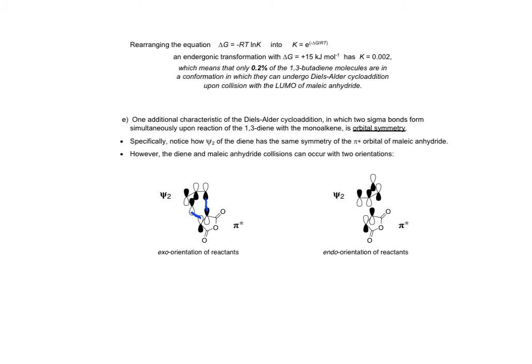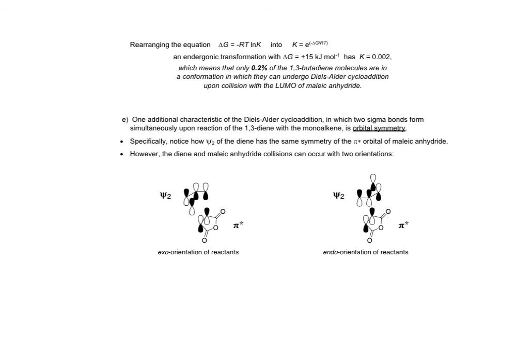This explains why four-membered rings do not form in the Diels Alder cycloaddition. For four-membered rings to form, this would require orbital overlap between these two p-oriented orbitals, and notice that they do not have the same symmetry.